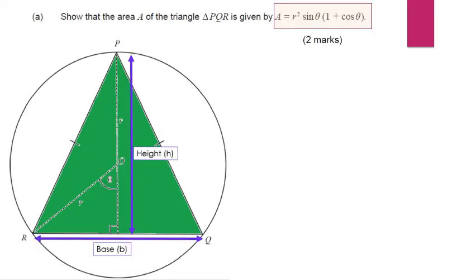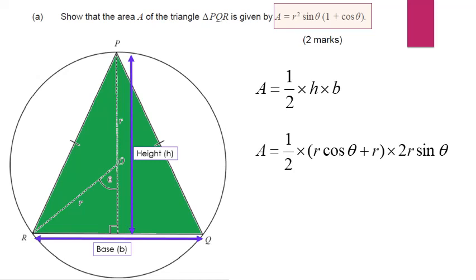Now with the height and the base, we can finally finish the question. Okay, let's take a look at the equation for the triangle, which is half multiplied by height multiplied by base. And then we substitute height and base to obtain this equation. And finally, by simplifying the equation, we obtain the answer. Now, maybe you want to take a break before we proceed to part B.